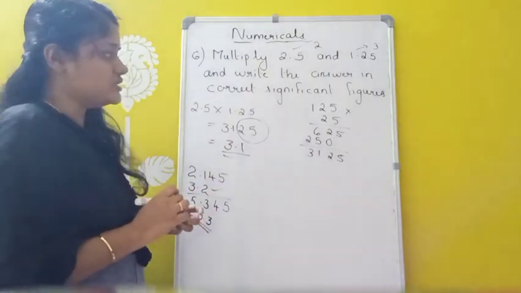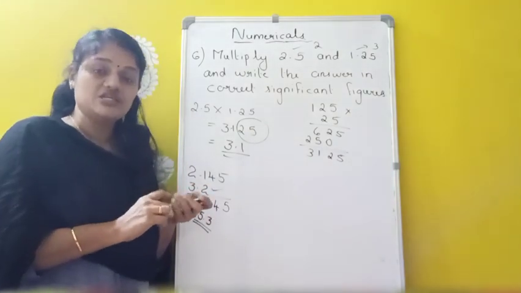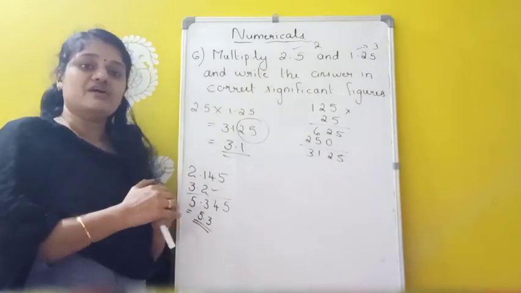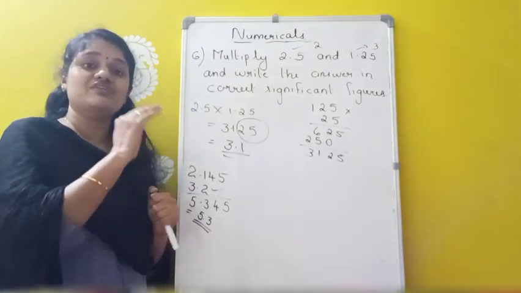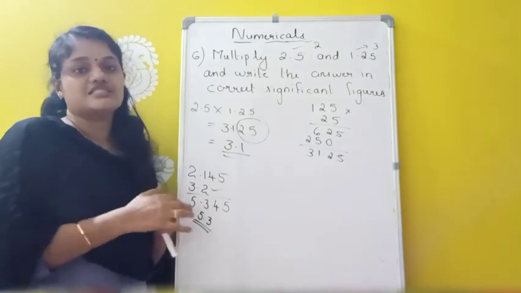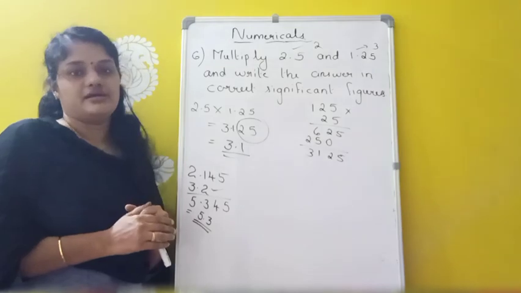Subtraction. Okay. So in the case of multiplication and division, we are checking the number of significant figures. So this answer should contain the least number of significant figures. But in the case of addition and subtraction, we are checking the number of decimal places. Okay. So the answer should contain only the least number of decimal places. Clear? So remaining next video.